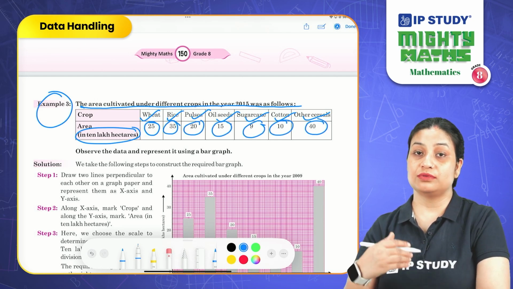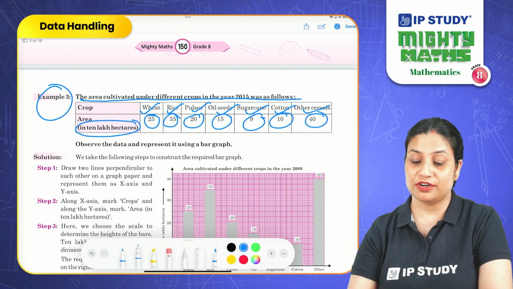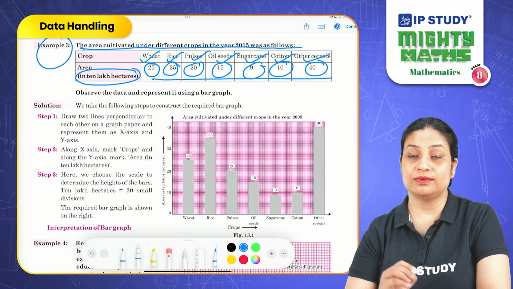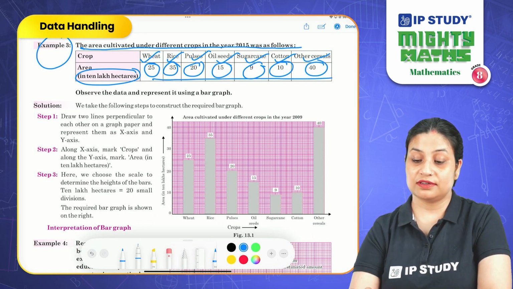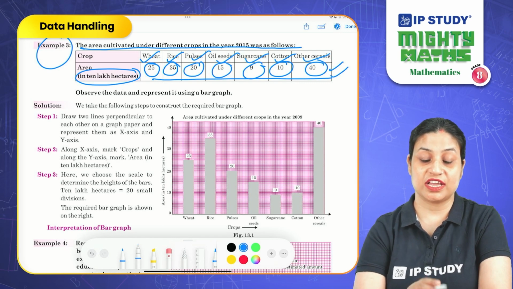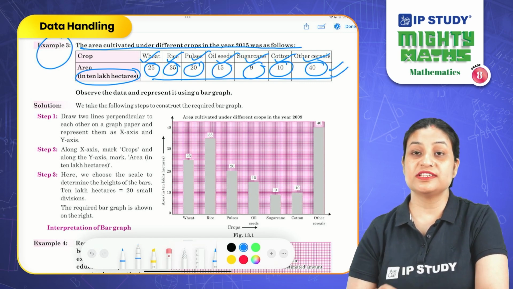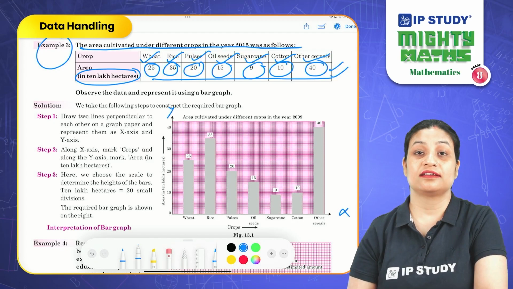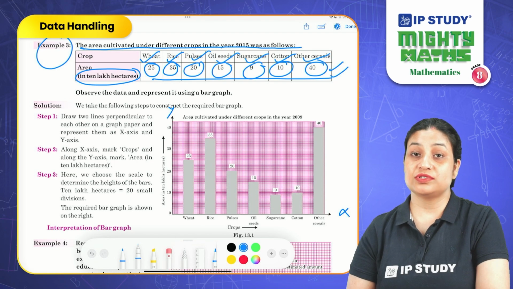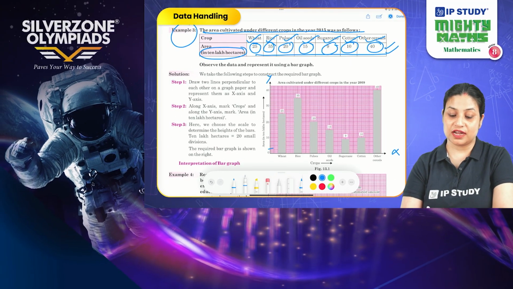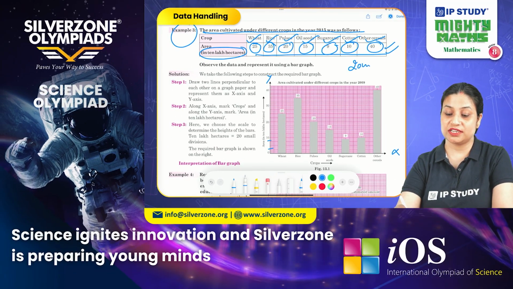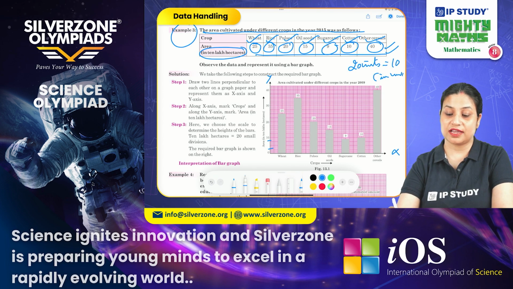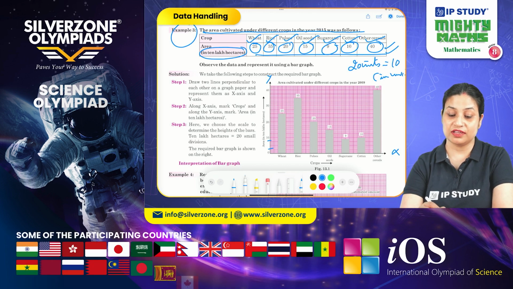Now we have to draw a bar graph in order to represent this data. The first thing is to look at the data which is given to you, in terms of area. First draw the y-axis and the x-axis. Now choose a suitable scale. Here we have taken 20 units equal to 10 lakh hectares. This is the area we are representing on the y-axis.